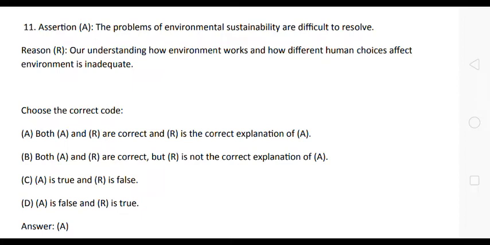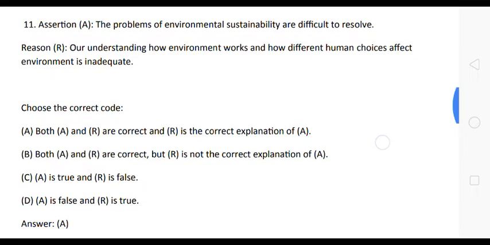Assertion: the problems of environmental sustainability are difficult to resolve. Reason: our understanding of how the environment works and how different human choices affect the environment is inadequate. Here the correct answer is option A.